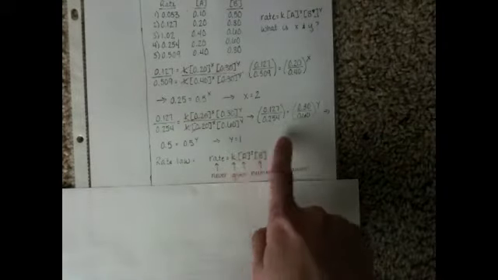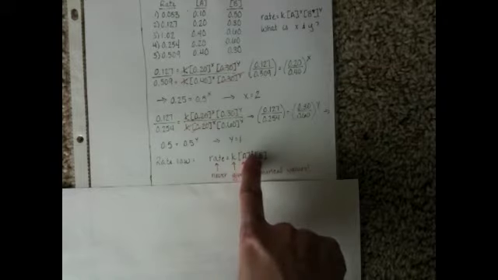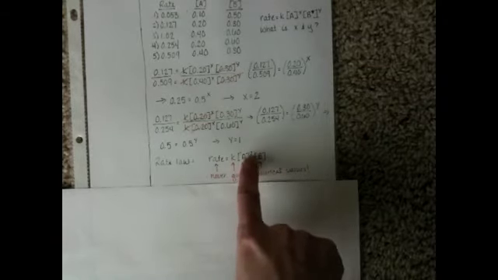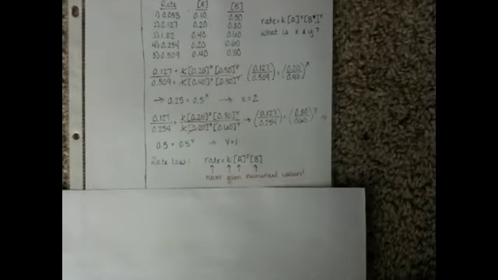So this reaction overall is a third order reaction. 2 plus 1 is 3. It's second order with respect to A. It's first order with respect to B. And that is the end of section 13.2.